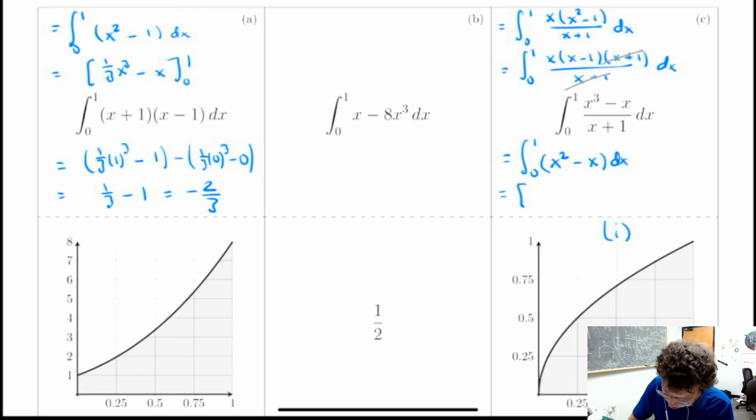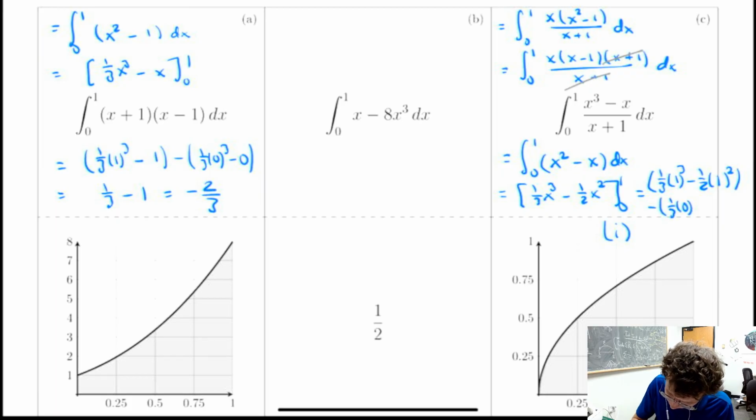And now I'm going to find an antiderivative. It's 1/3 x cubed minus 1/2 x squared. I'm evaluating from 0 to 1. So I plug in 1, and I plug in 0. And subtract. That comes out to 1/3 minus 1/2, which is minus 1/6.